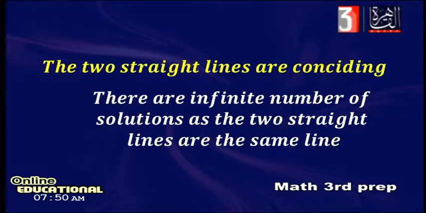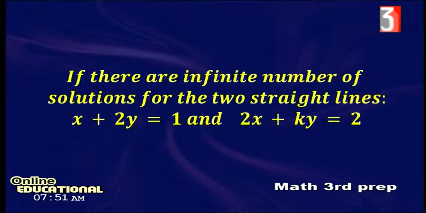Then let us have an example. If there are an infinite number of solutions for the two straight lines x plus 2y equals 1 and 2x plus ky equals 2, then k equals what? x becomes 2x, 2y becomes ky. As x becomes 2x, it is multiplied by 2. So 2y multiplied by 2 gives what? 4. So the value of k will be 4.